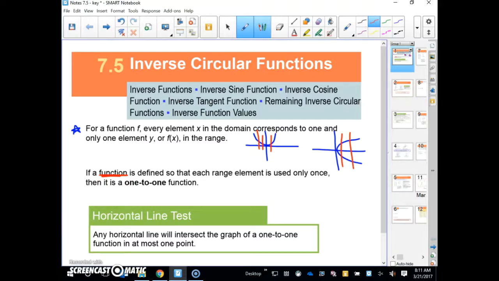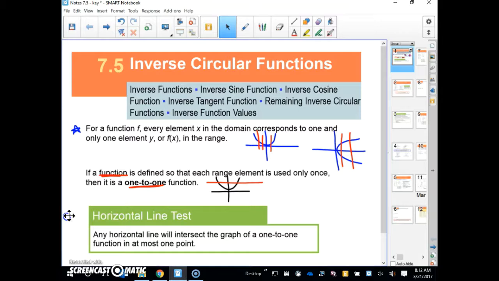If a function is defined so that each range element is used only once, then it is one-to-one. So we've also got this thing called one-to-one. And so if you look back at just your basic parabola, that's not one-to-one. Basically, this is a horizontal line test. Okay, so in order to be an inverse, we're going to have to be a function that is one-to-one. And so something's going to have to pass both the vertical line test and the horizontal line test.